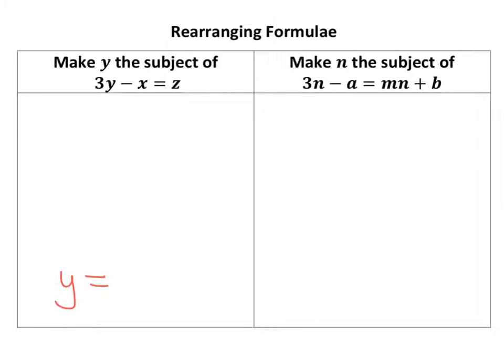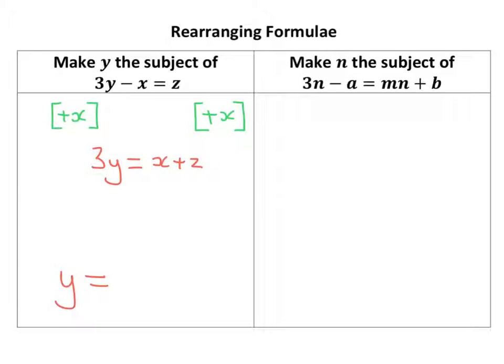So the first thing I'm going to do, and it's crucial that you put your workings, is I'm going to add X to both sides. Now, if I add X, remember the letters in algebra work exactly like numbers. What you can do to numbers, you can do to letters as well. So if I add X to both sides, I end up with 3Y equals X plus Z, or Z plus X, it doesn't really matter.